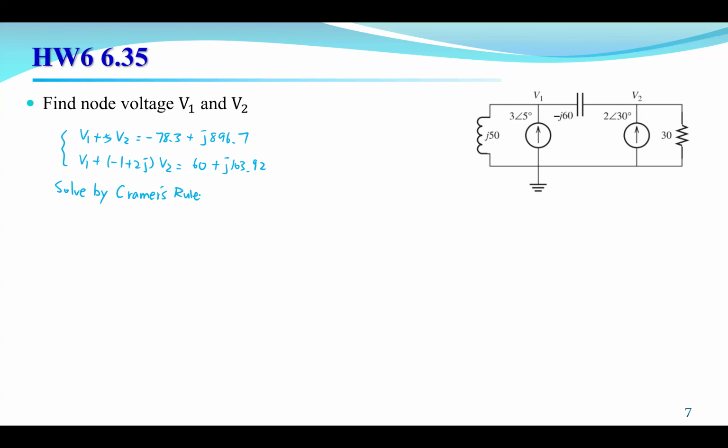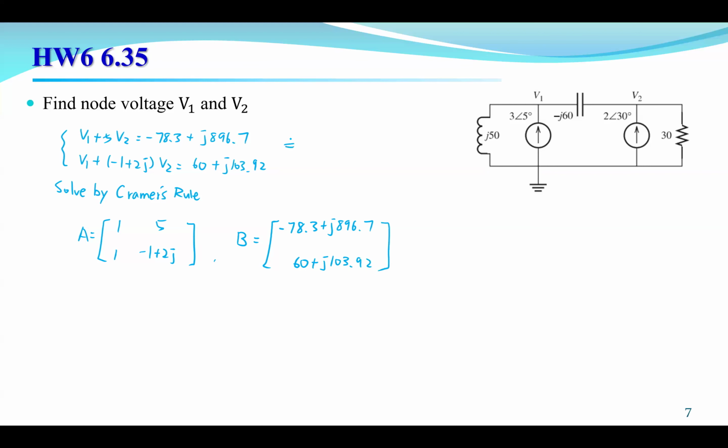Or if your calculator, I'm not sure if a calculator can make this, you can define a matrix A as 1, 5, 1, minus 1 plus 2J, and you define matrix B as minus 78.3 plus J 896.7, and the second element is 60 plus J 103.92.